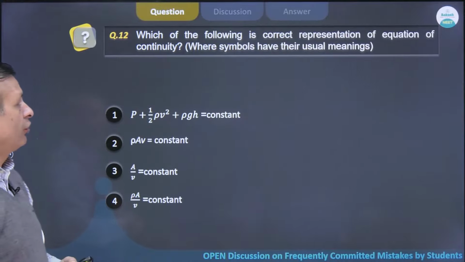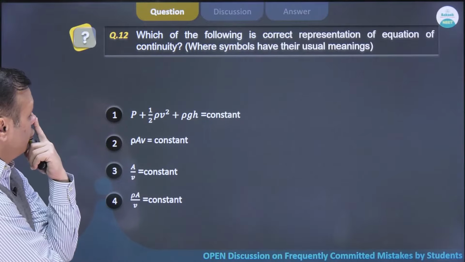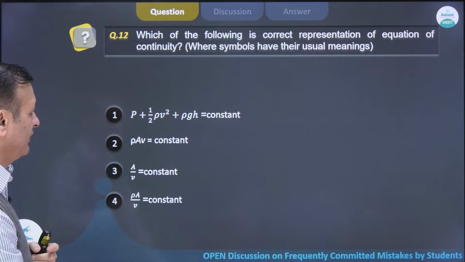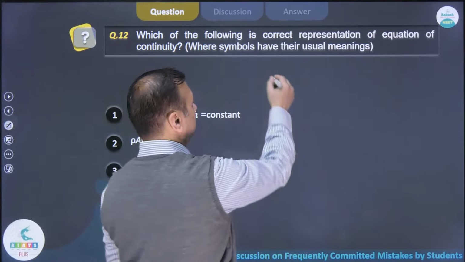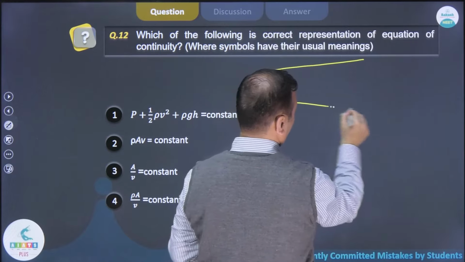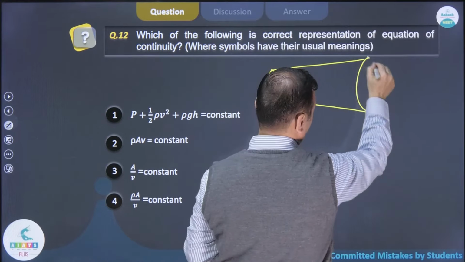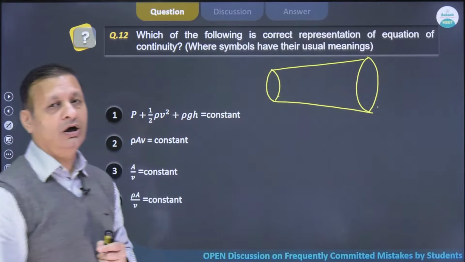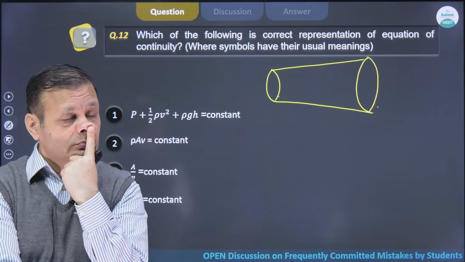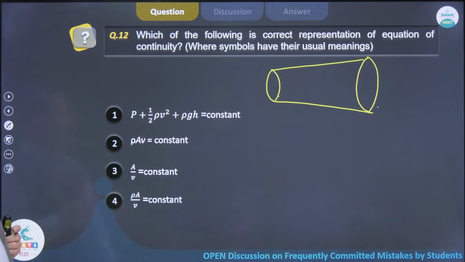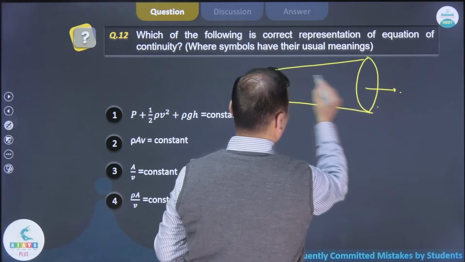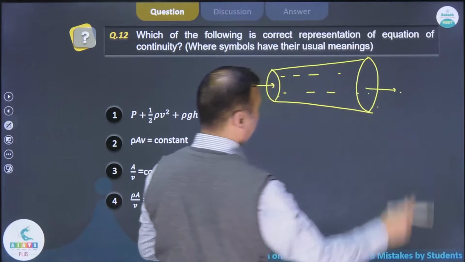Now, which of the following is the correct representation of the equation of continuity, where symbols have their usual meanings? Okay, fine. So you may have a tube of flow, maybe of varying cross section, and if you observe, this is your inlet and this is your outlet. So liquid is entering and coming out of this zone.